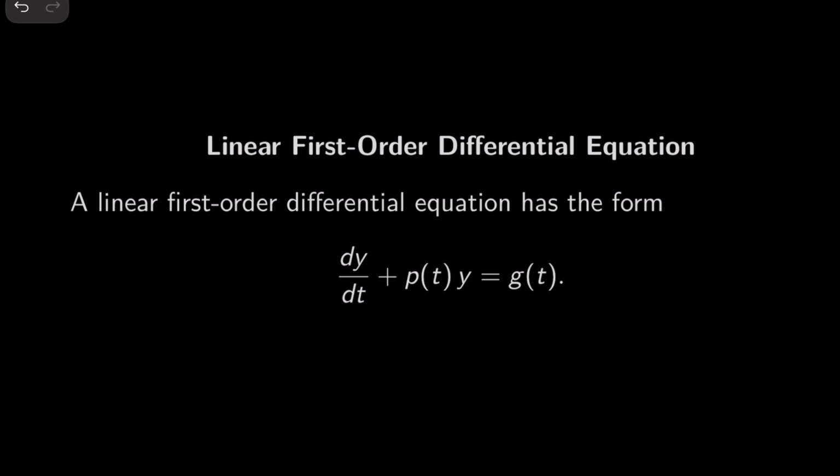In this video, we learn about linear first order differential equations. A linear first order differential equation has the form dy/dt plus p(t) times y is equal to g(t). The main feature is that the coefficient of dy/dt is 1, the dependent variable y is being multiplied by a function of t, that's p(t), and the right hand side is a function of t, that's g(t).